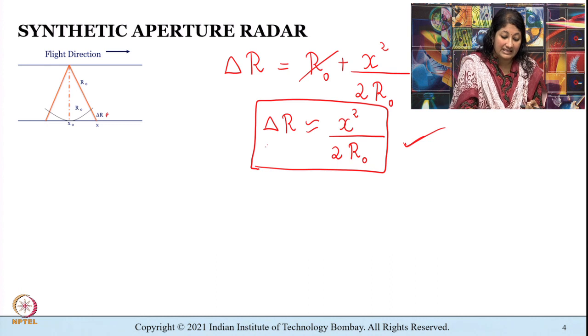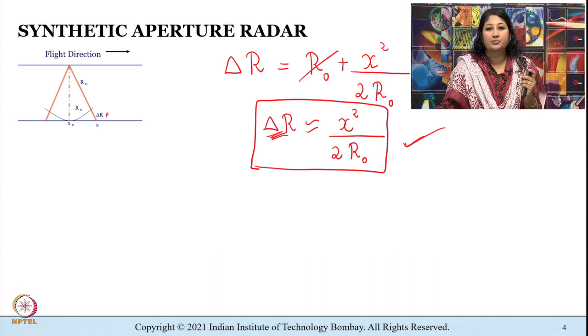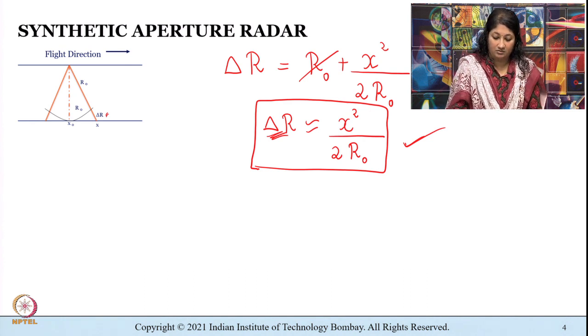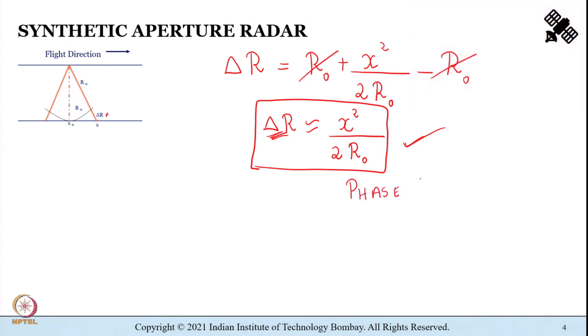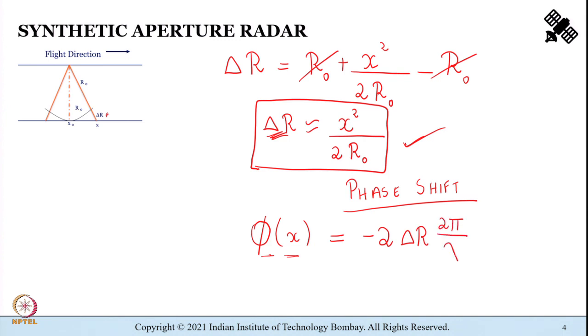Which means now I can rewrite this expression of delta R as a corresponding phase shift for each x location. We already know that phase is represented by phi. So, the phase shift phi for each x location, phi of x, I can write as minus 2 delta R times 2 pi by lambda. This again I can write as equal to minus 2 pi x square by lambda R naught. Same expression, I have rewritten it by considering the phase shift at each x location. X is just representing an axis.